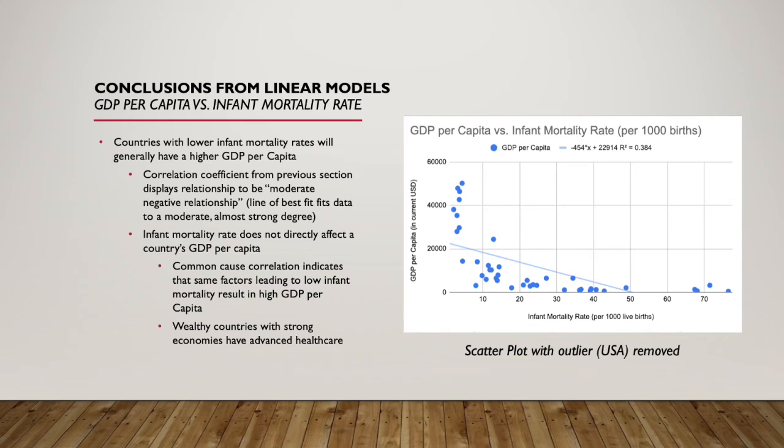The correlation coefficient shows that the relationship between the two variables is a moderate negative relationship, meaning that the line of best fit is not a poor fit for the data, but it's not quite a strong fit either.